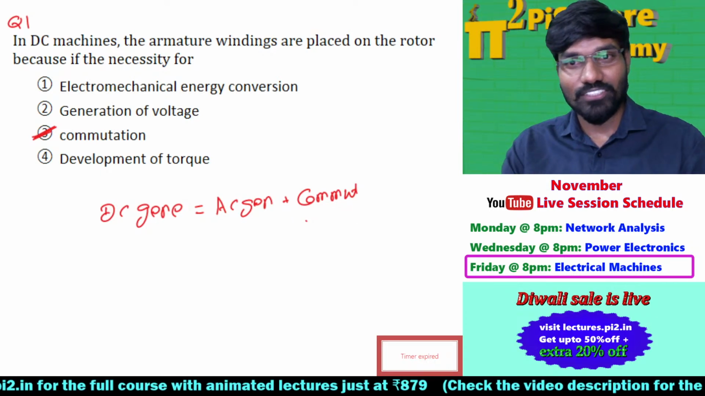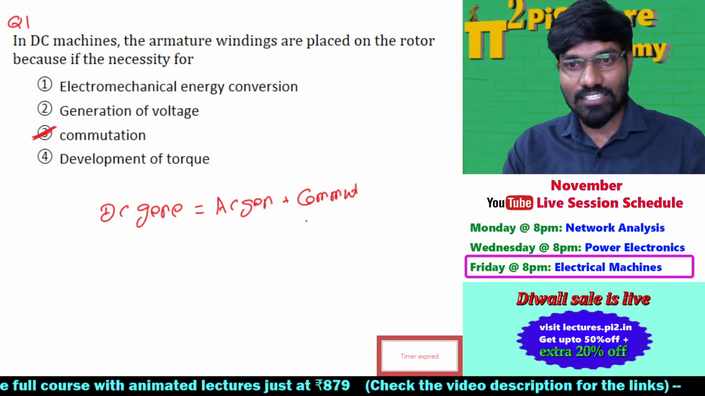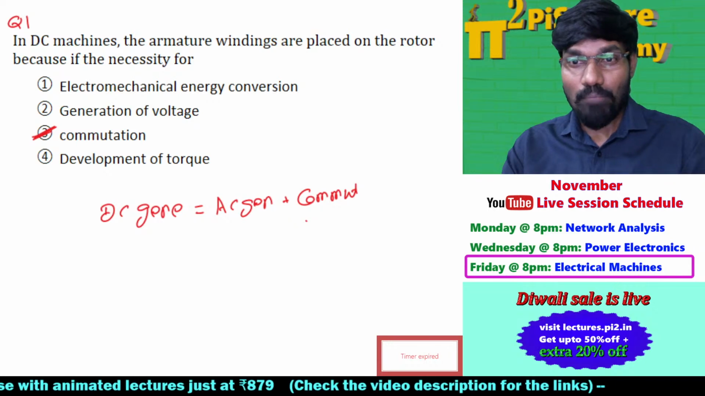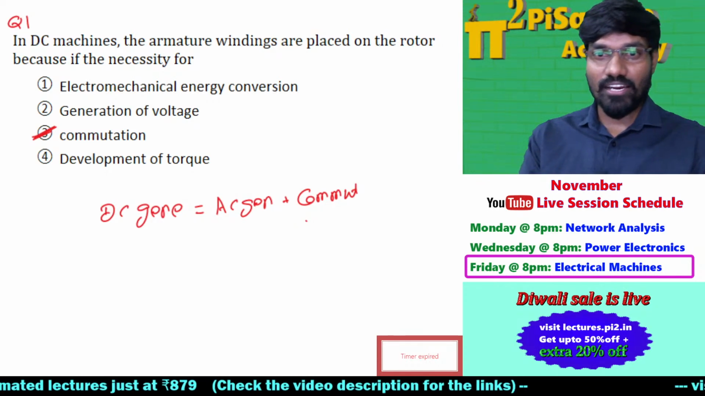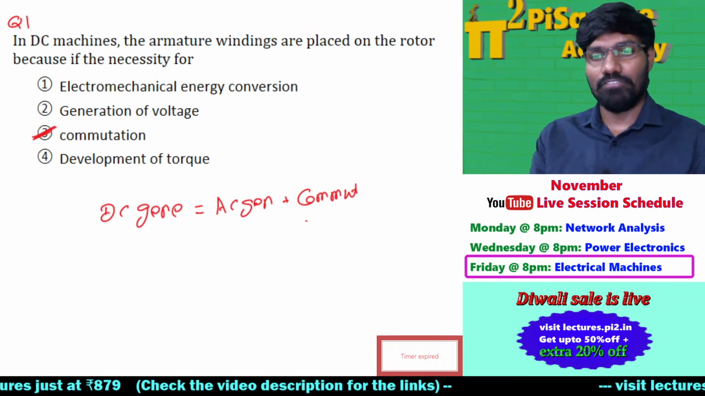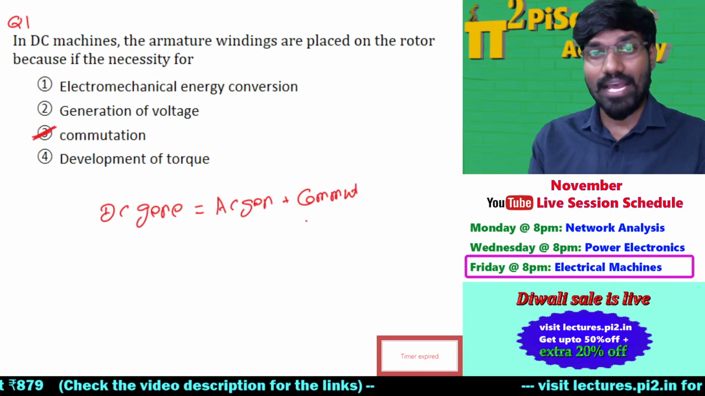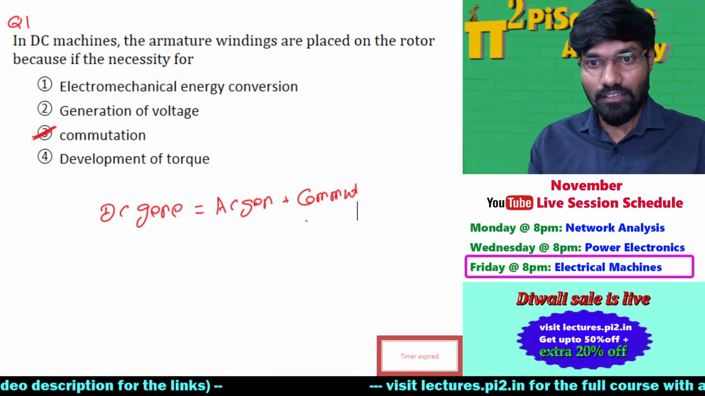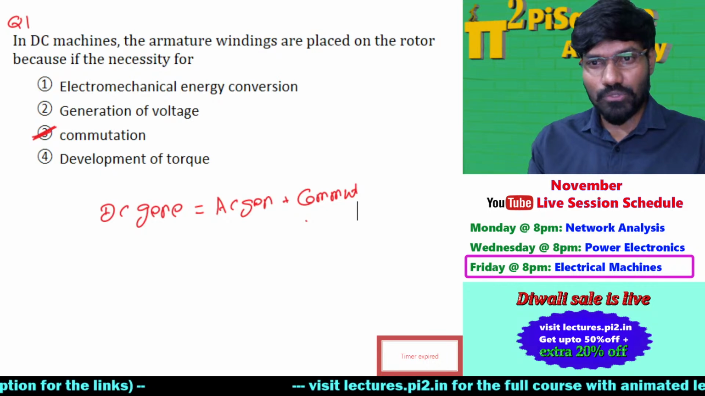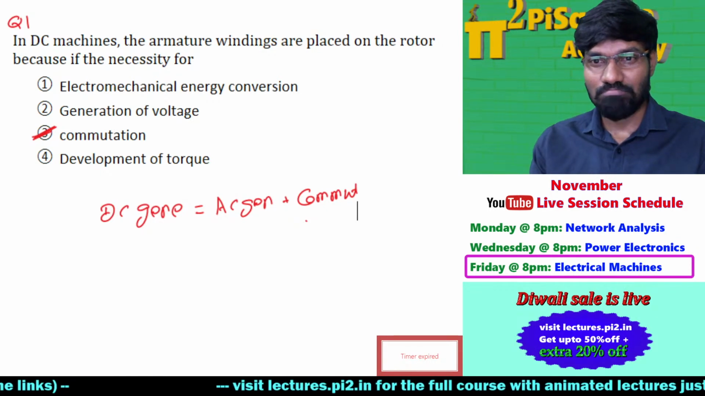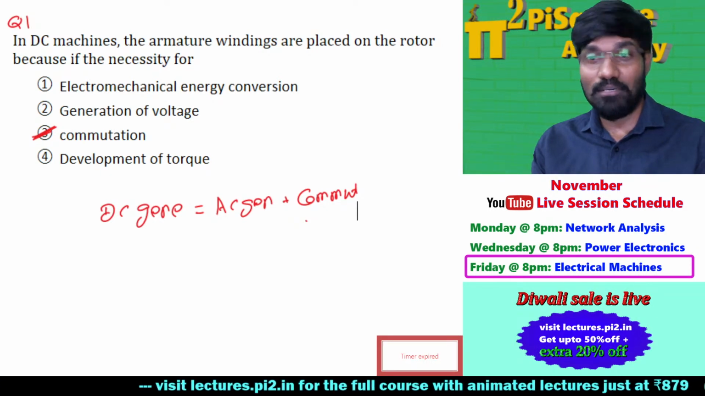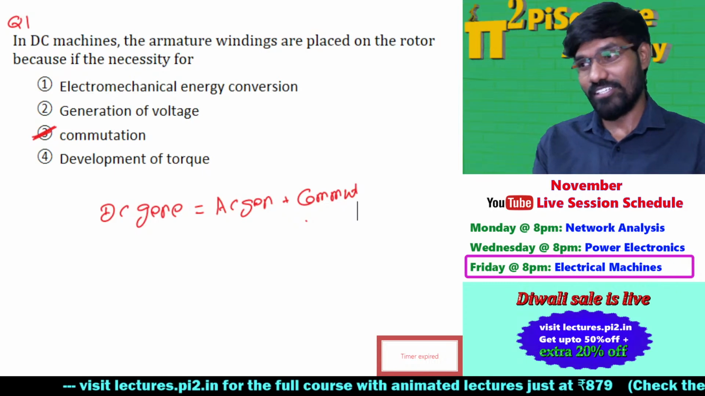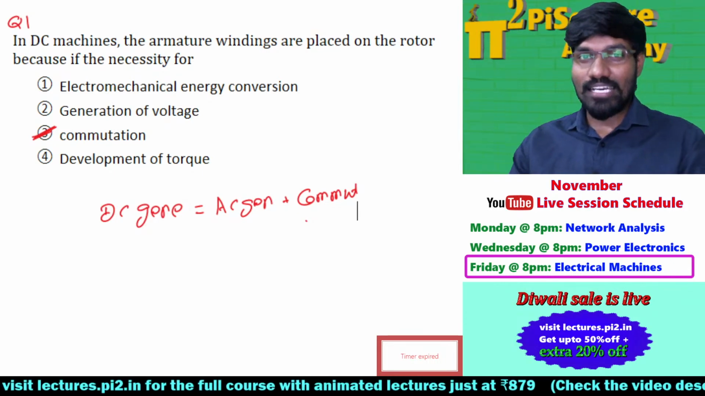Commutation. Current reversal. Commutation means mechanical rectifier. Sai Raghava, it's not a mechanical rectifier. To be more specific, it's a mechanical converter. Okay, tap current brushes are used. That's right. Okay, let's go to the next question.